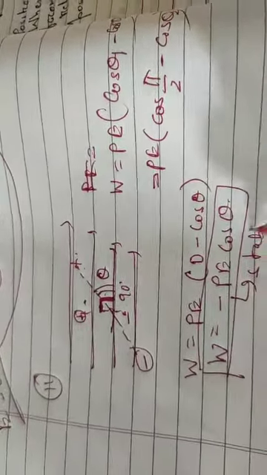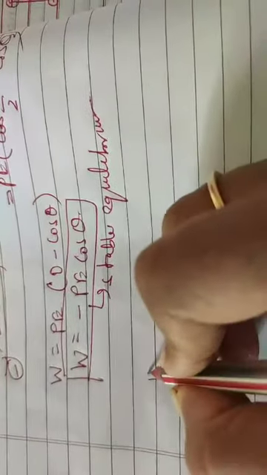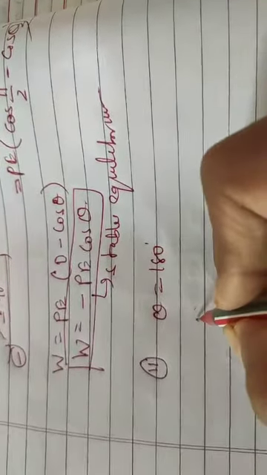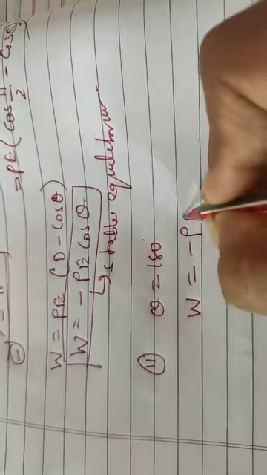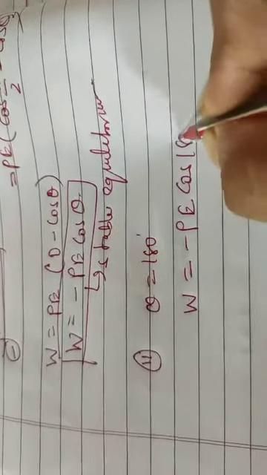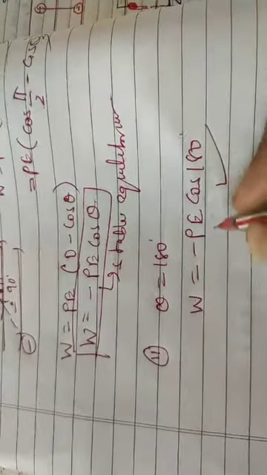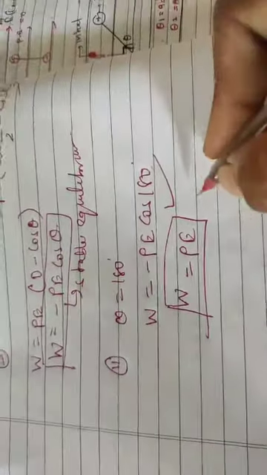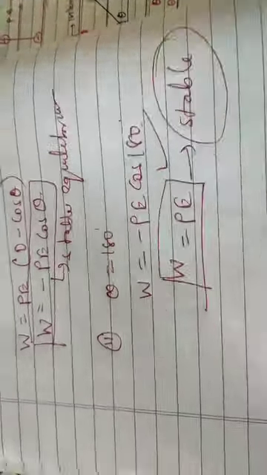Now the second question is when it is unstable, right? So when theta is 180 degrees, W is equal to minus PE cos 180 degrees. This time what happened? Cos 180 is minus 1, which means PE. You will get the answer as PE, meaning positive PE. This time I can say that my potential energy is stable.